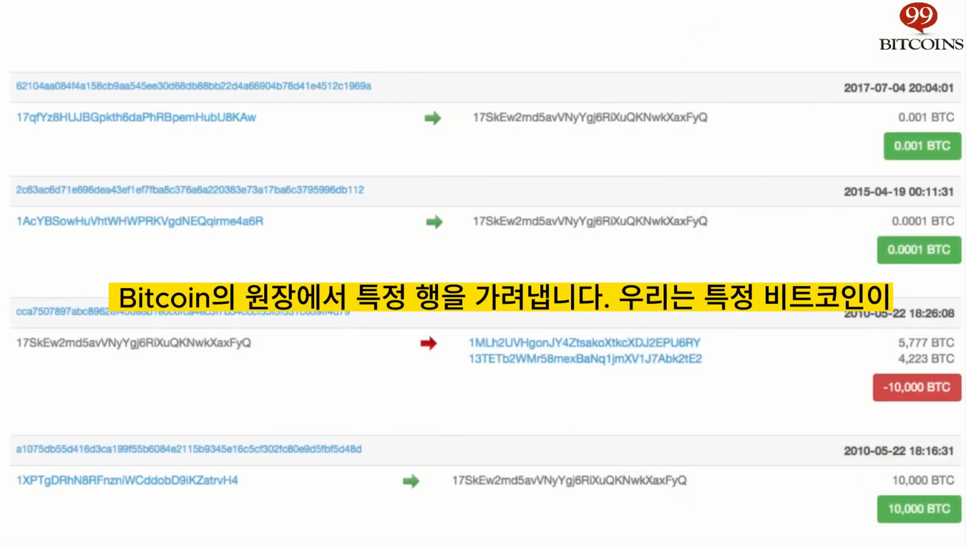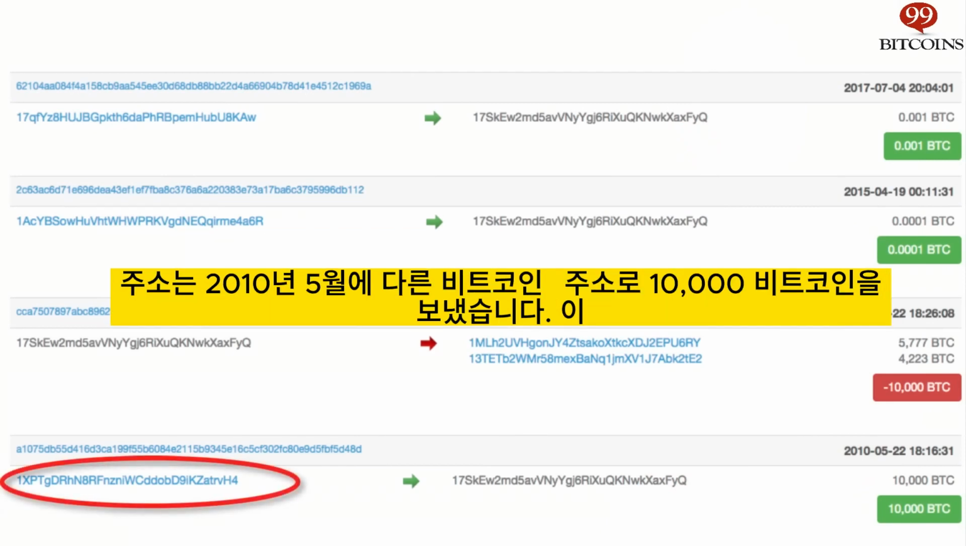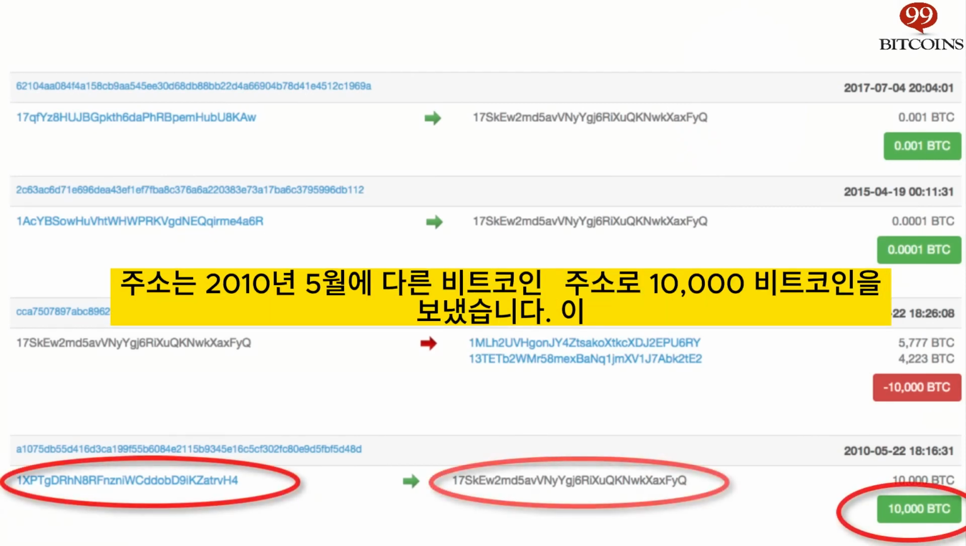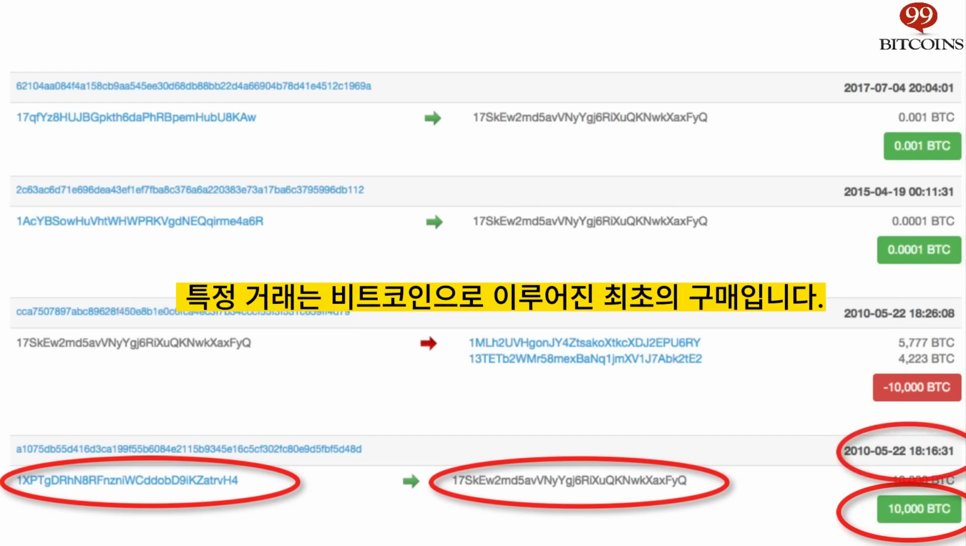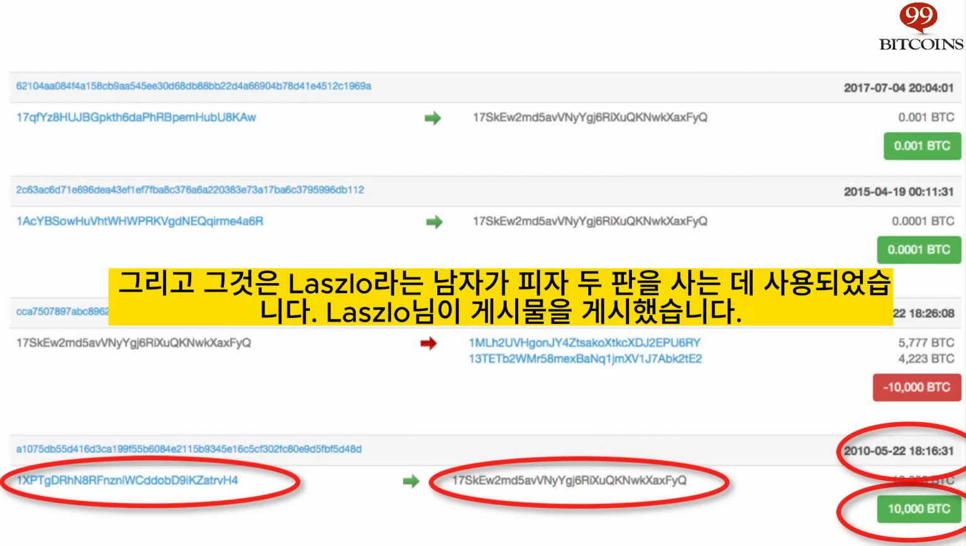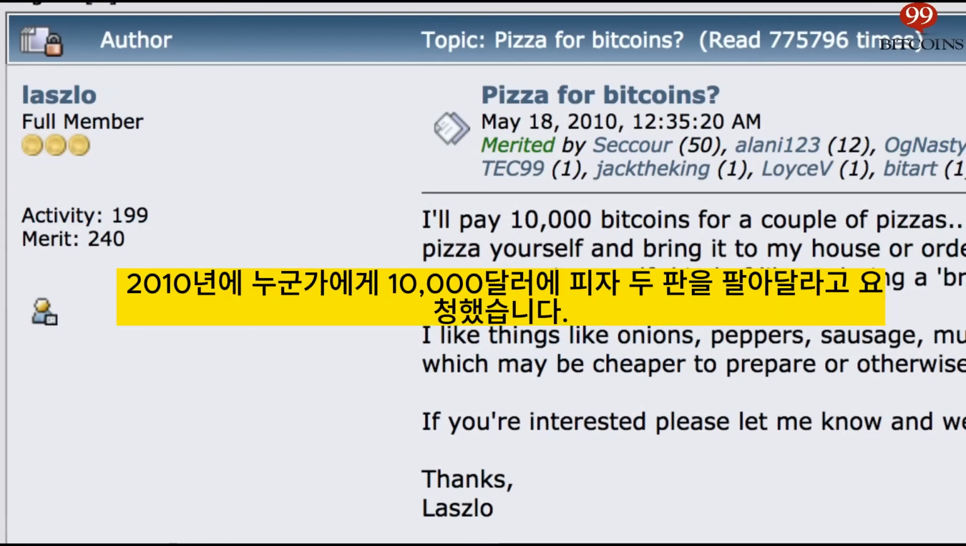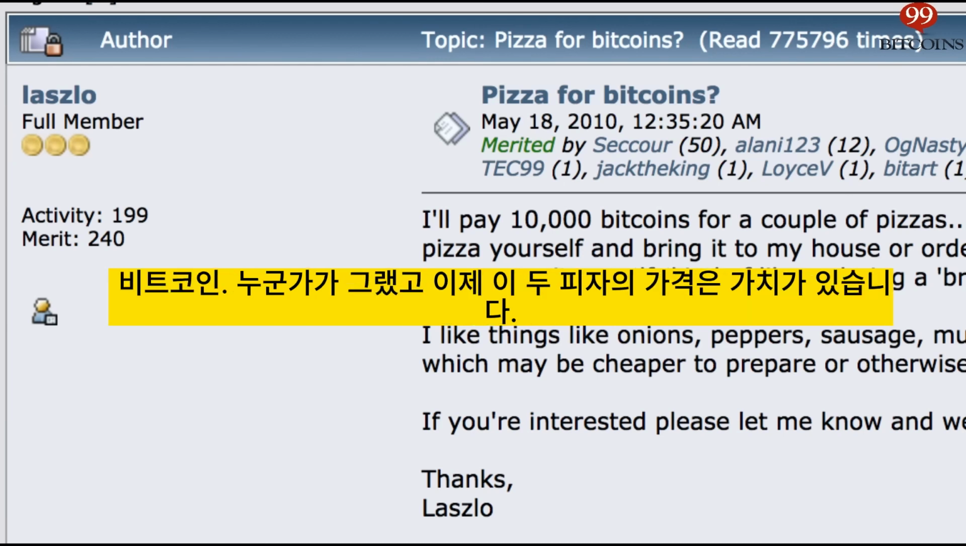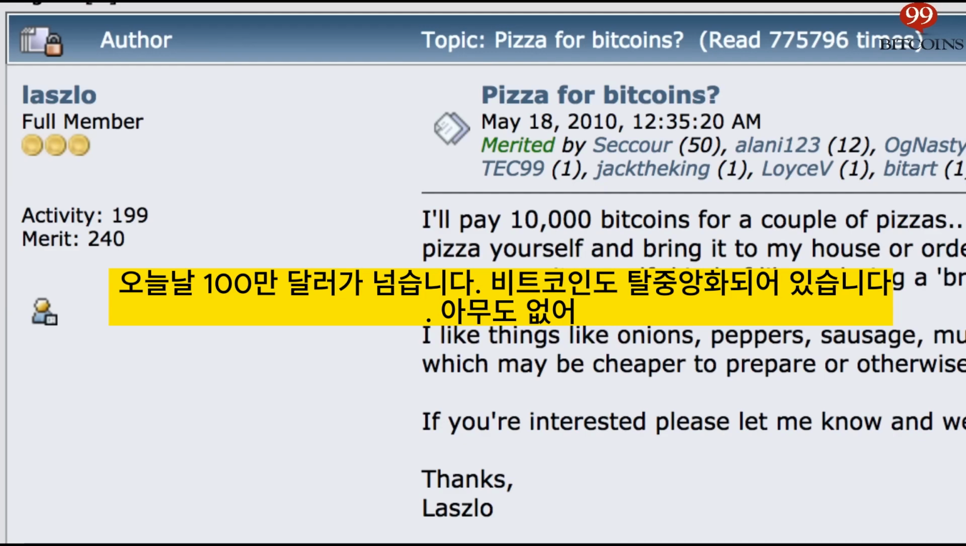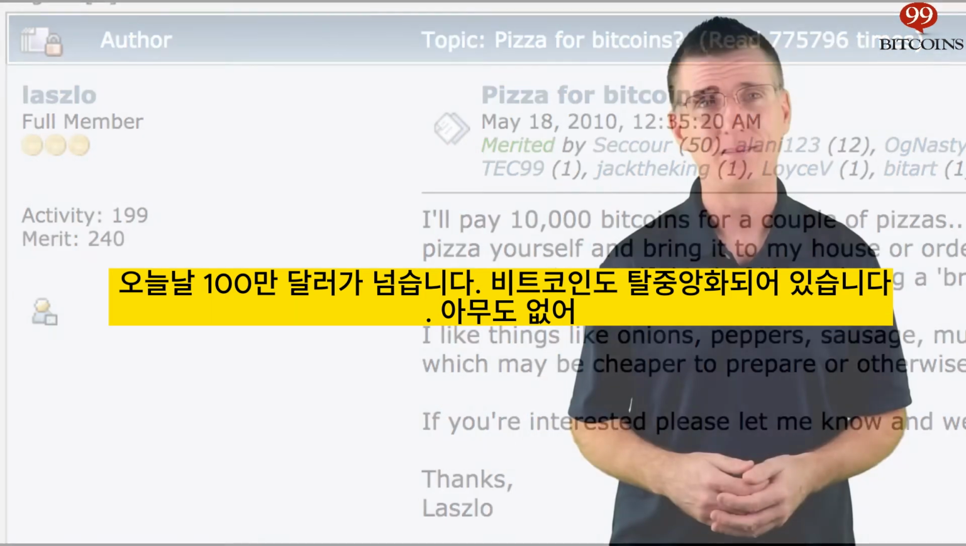You can see on your screen certain rows from Bitcoin's ledger. We can see that a certain Bitcoin address sent 10,000 Bitcoins to another Bitcoin address in May of 2010. This specific transaction is the first purchase that was ever made with Bitcoin, and it was used to buy 2 pizzas by a guy named Laszlo. Laszlo published a post back in 2010 asking for someone to sell him 2 pizzas in exchange for 10,000 Bitcoins. Well, someone did, and now the price of these 2 pizzas is worth well over $100 million today.